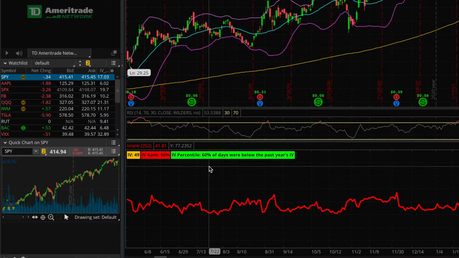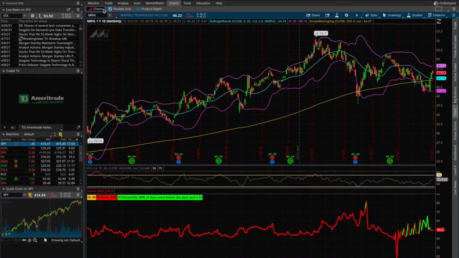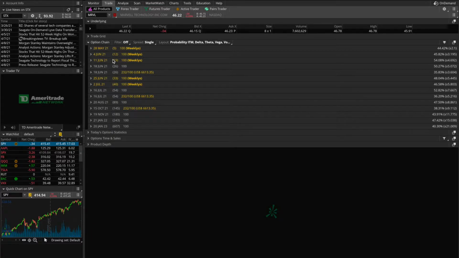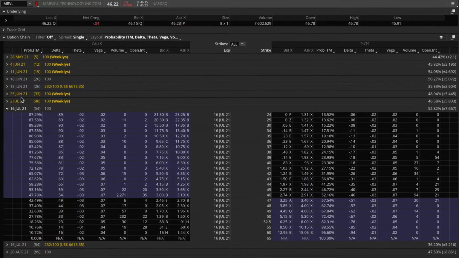This means the options on Marvel are a bit more expensive than usual, and therefore it's advantageous to be selling them. So we can come over to the trade tab real quick, and I'll close out the June cycle here, just because there's not too many days left in that expiration cycle. So let's look at the July cycle now. As a brief example, if I were to sell a strangle on this stock, which I will most likely do anyway come the earnings announcement very soon, I would probably choose the 52.5 strike call option and also the 41 strike put option. And you would collect about $200 in credit for selling this one strangle.